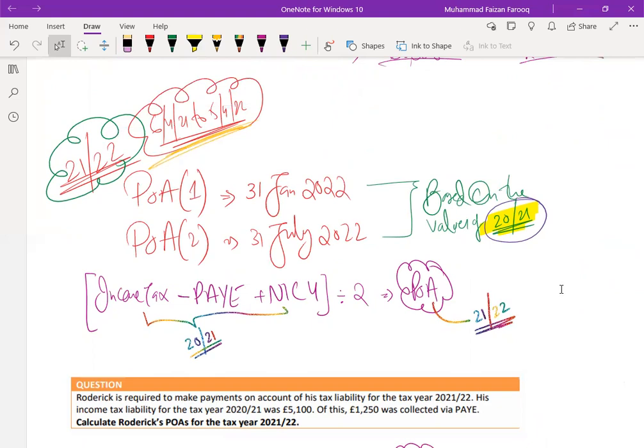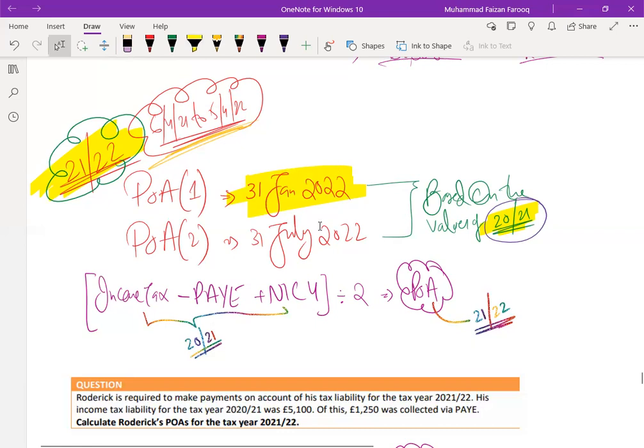The 31st January 22 is the POA date for which tax year? For the previous. Can you repeat the question? This date has a POA date. This is the POA 1 date, no? 31st January 2022. This is for which tax year? This is for the previous one, based on previous, but it's for our current tax year, no? 21-22, right? Yes, POA for tax year 21-22 based on 2021.